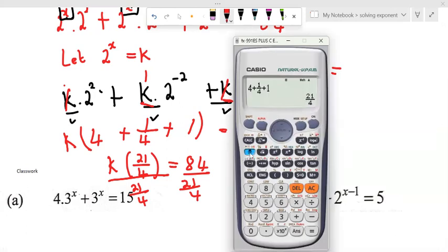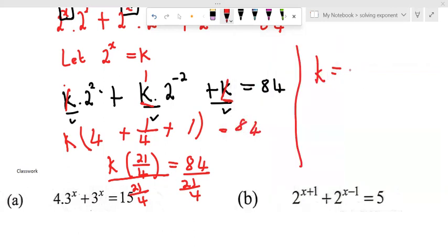So I can come and do something like this. I will say fraction, and then I will say 84 divided by, and then I'll simply put the answer here. I already have the answer. So I'll say answer, and then equals to, it says my answer is going to go to 16, just to save time also. So K should be 16. Now we know what K is. We let K be 2 to the power of X. So we have 2 to the power of X, which is going to be 16.